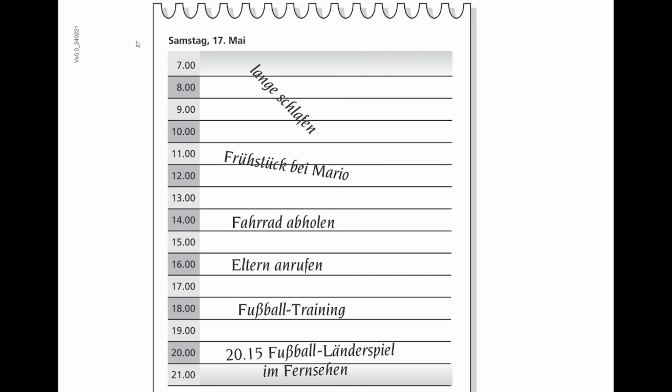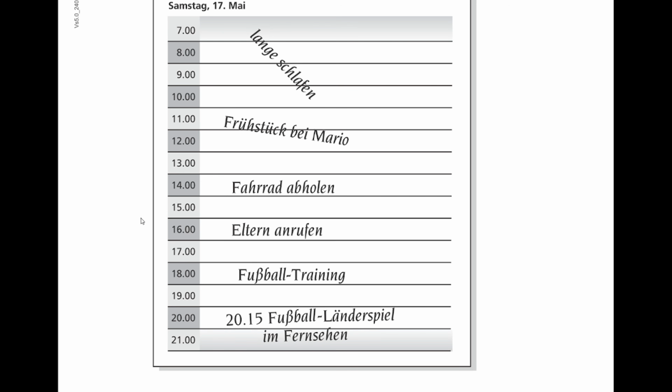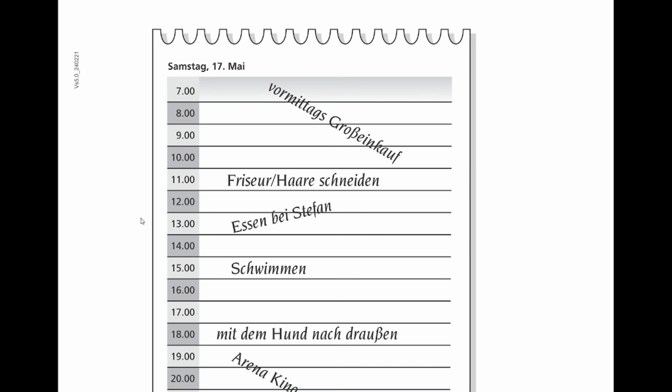So you see this is for Samstag 17. Mai, and here your schedule for the day is written. So for example, you have Frühstück by Mario from 11 till 12. Then you have to pick up your bicycle, Fahrrad abholen, at 14 o'clock. And so on. So this shows what are your activities for the day. Similarly, your partner will also get a schedule which will be different from this one. So here is the schedule for your partner.